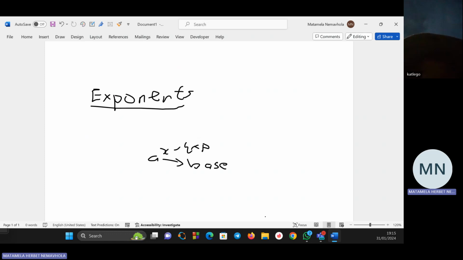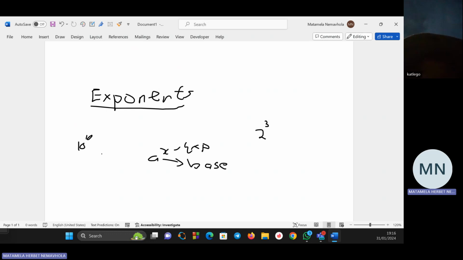So what happens here is that when you have this a to the power x, you can be working on a number. Sometimes you can have 2 to the power 3. When you see 2 to the power 3, this 2 here is your base, and 3 is your exponent. Sometimes it can be 10 to the power 10, where this 10 is your base, and this 10 on top is your exponent.